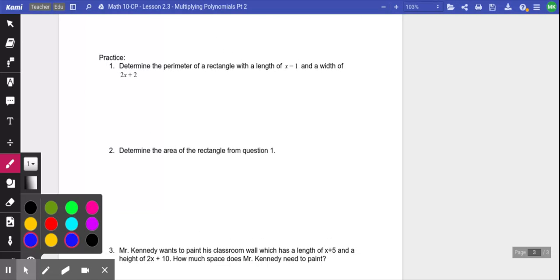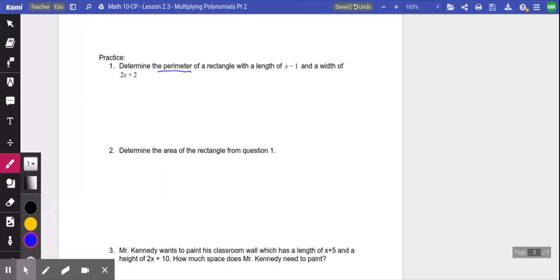If we look at number 1, it's asking for perimeter again, so I should add all those sides. So x minus 1 plus x minus 1 plus 2x plus 2 plus 2x plus 2. If you did that, you should have got 6x and then plus 2.